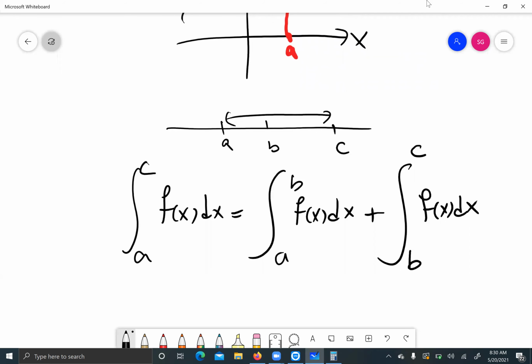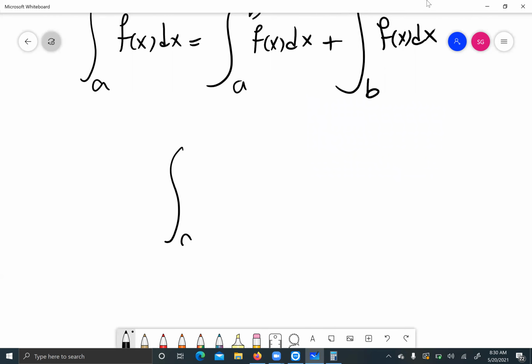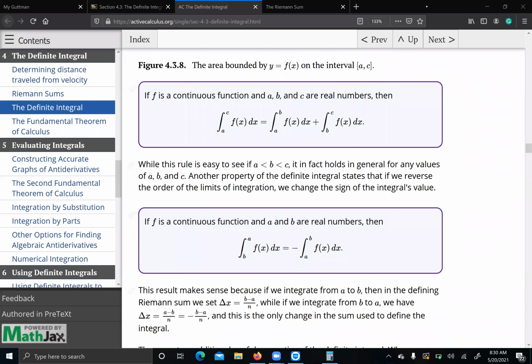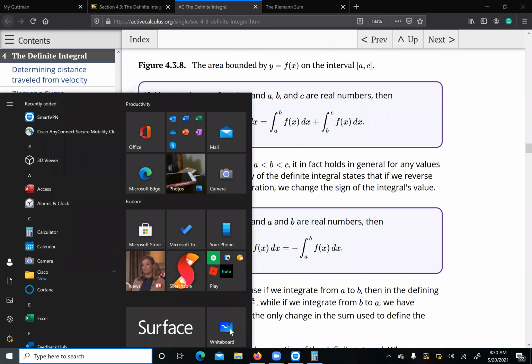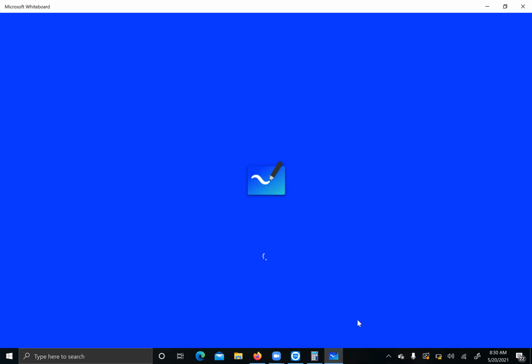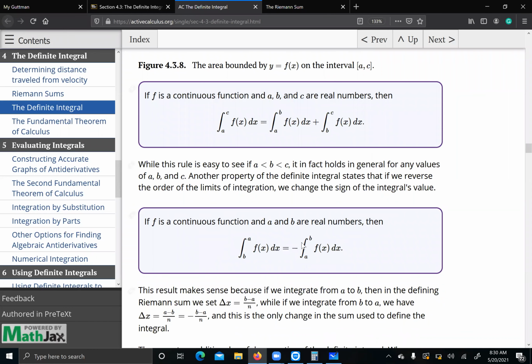And the last property was that if you take the integral of A to B, oh my God, what happened? I lost my whiteboard. So the last one says the integral from B to A is the same as A to B, but with the opposite sign.